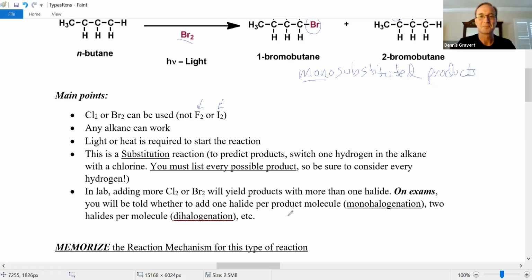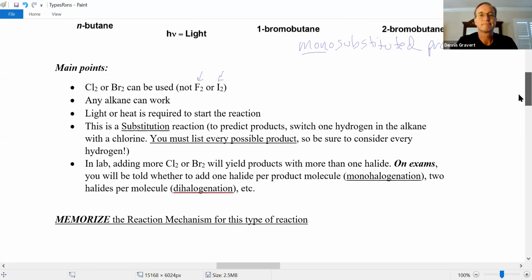Yeah. And then there's the note here. Yeah, on exams, you'll be told whether it just had one. I might ask you to draw the dihalogenated products, the di-substituted products. And then you're looking at 2 halides per molecule.